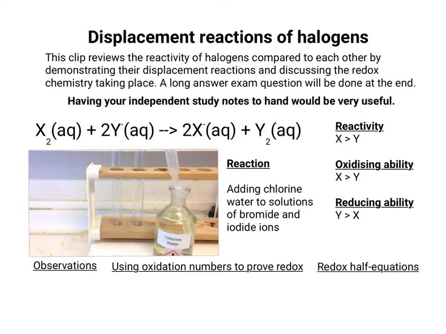So let's start by having a look at adding chlorine water to solutions of bromide and iodide ions. While the clip is playing, because it's being performed in the fume hood, the noise from the fume hood is in the background, so I won't be talking over it, but I will be annotating it as we go.